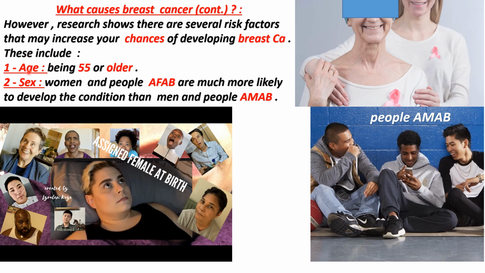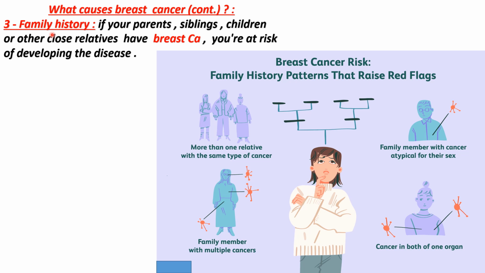These include age, being 55 years old or older. The second cause is sex. Women and people assigned female at birth are much more likely to develop the condition than men and people assigned male at birth. The third cause of breast cancer is family history. If your parents, siblings, children, or other close relatives have breast cancer, you are at risk of developing the disease.